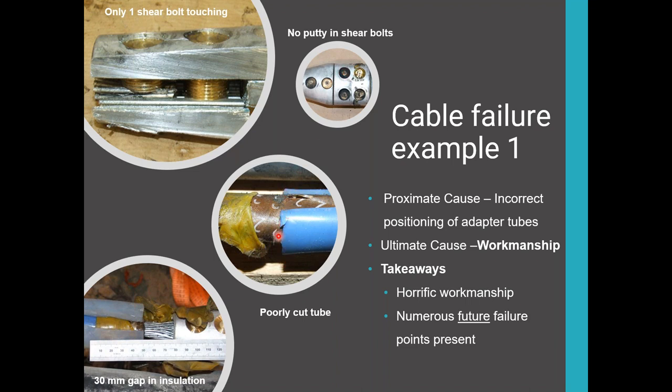Poorly cut tube. You can see that jagged edge here on the cutback. And the gap in the insulation was cut back too far. It's 30 millimeters. That shouldn't be cut back that far. So this cable was bound to fail. When we opened it up, we found these five different workmanship issues that would have led to a failure in and of themselves. And it failed in under an hour.